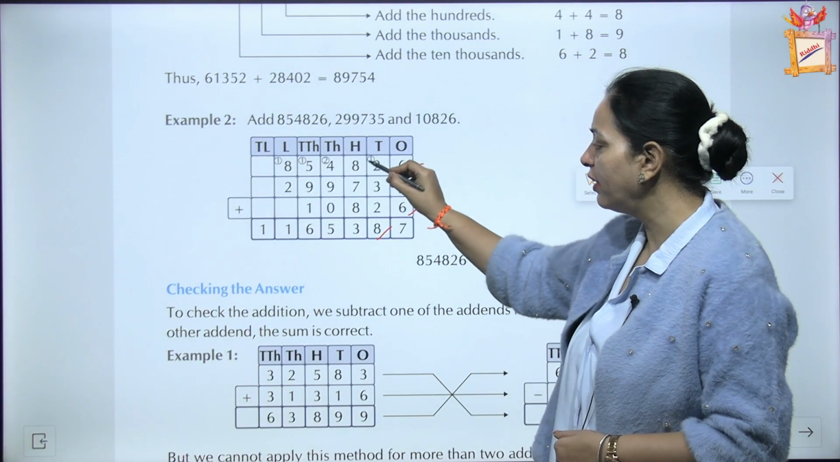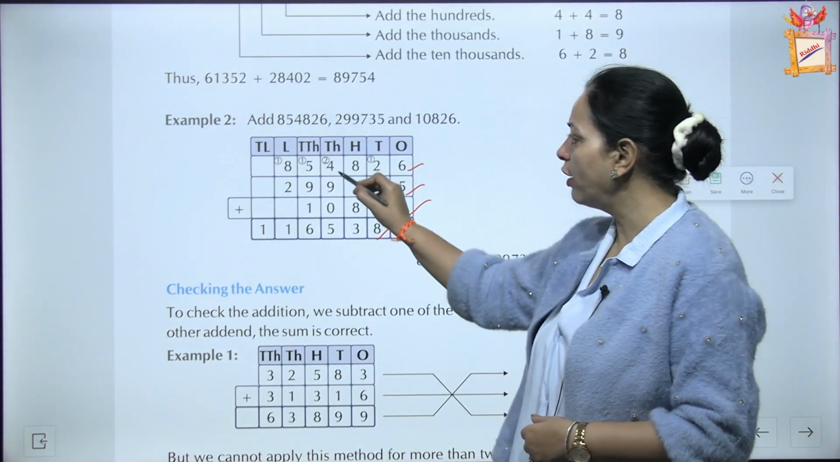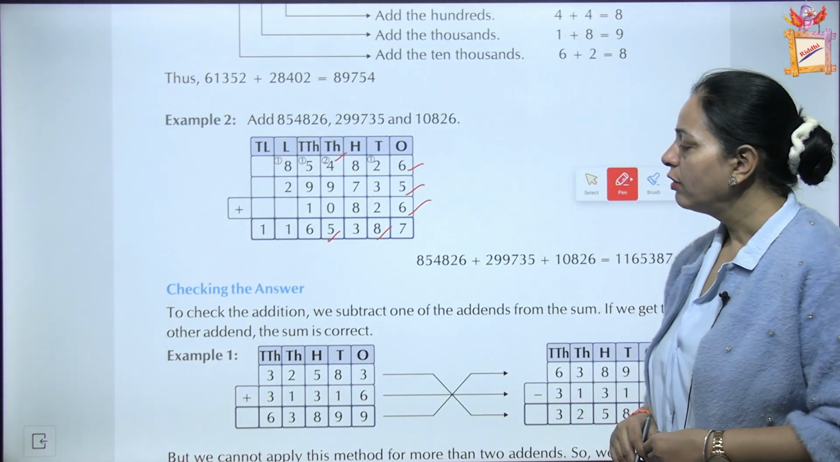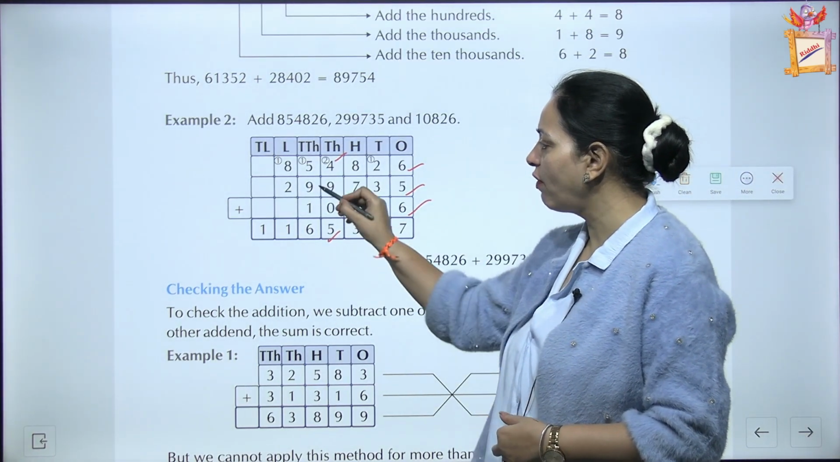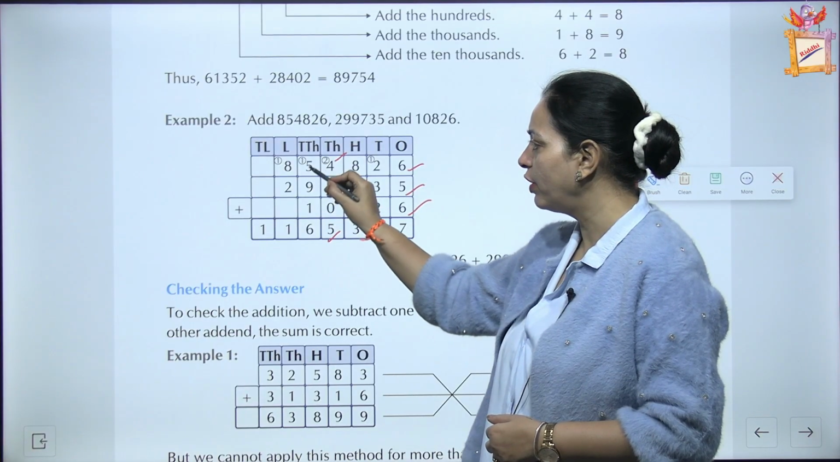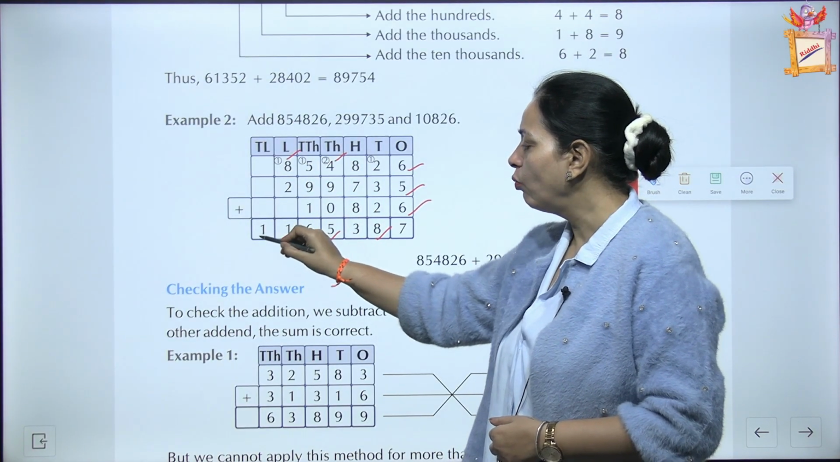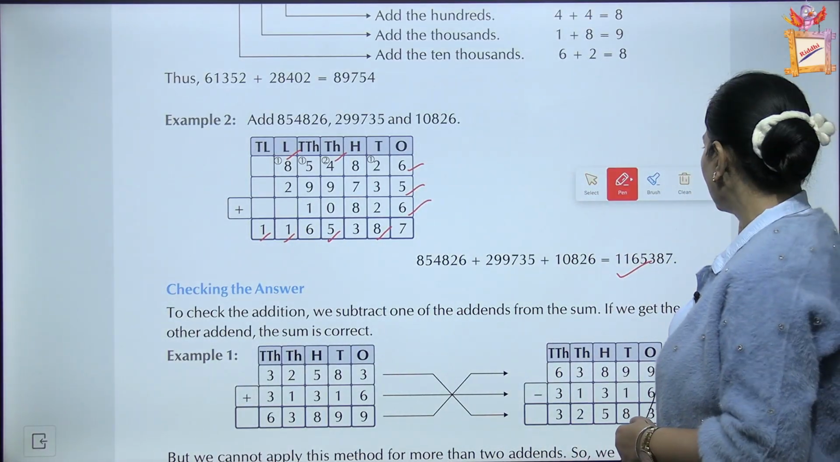Now add the 100 digit: 8 plus 7 is 15, and 8 is 23. So 3 here, 2 carry. Now add these, we are getting 15, 5 here, 1 carry. Now add these, we are getting 5 and 9, 14 and 1, 15 and 1, 16, 6 and 1 carry. Now add these, we are getting this number. I hope this is clear to you.